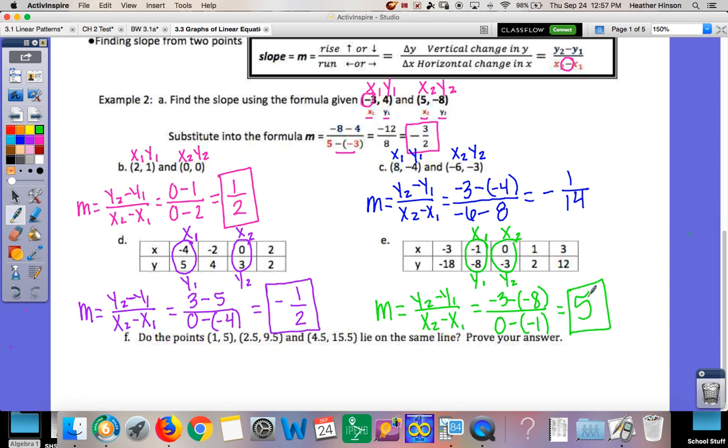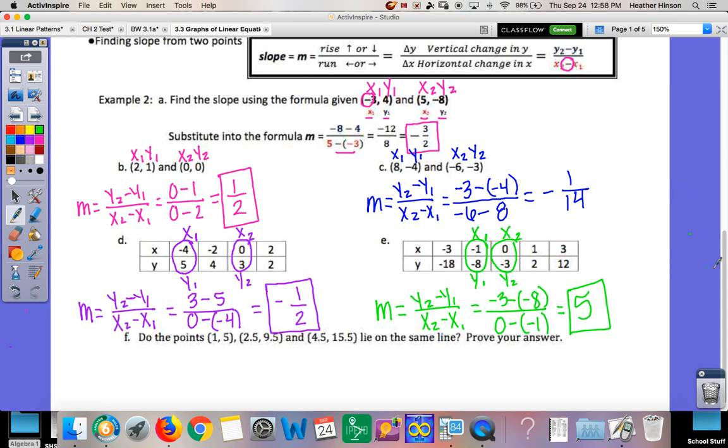Now, sometimes they come out to whole numbers, and you don't have to write a fraction, and that's completely fine. So they can come out to fractions or they can come out to whole numbers. They cannot come out to decimals. If you get a decimal, you have to change it to a fraction.